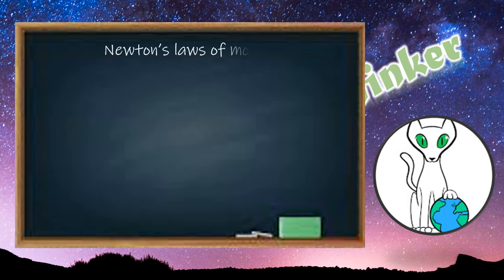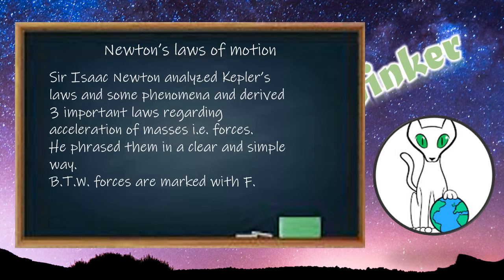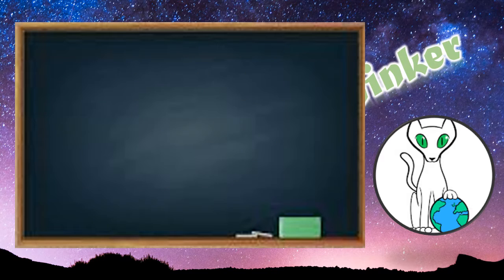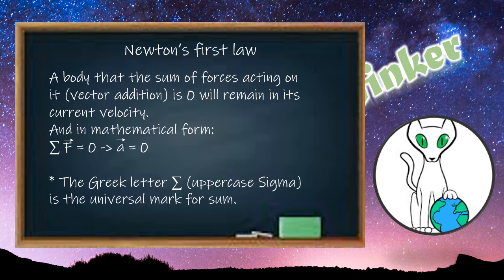Sir Isaac Newton discovered 3 laws about the motion of objects and formulated them in a clear and easy to understand way. These laws were objectively named Newton's laws of motion. And the first of these looks like this. An object at rest will stay at rest and an object in motion will stay in motion unless acted upon by a net external force.